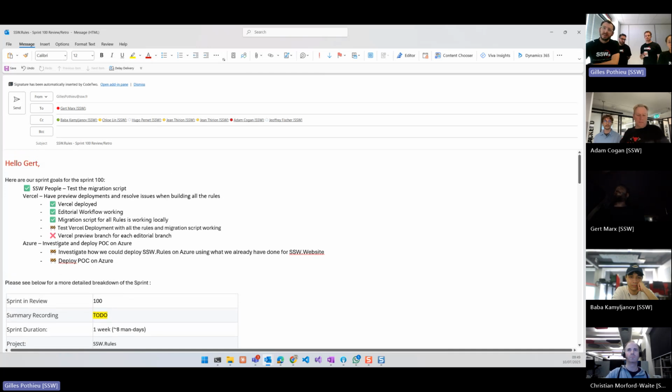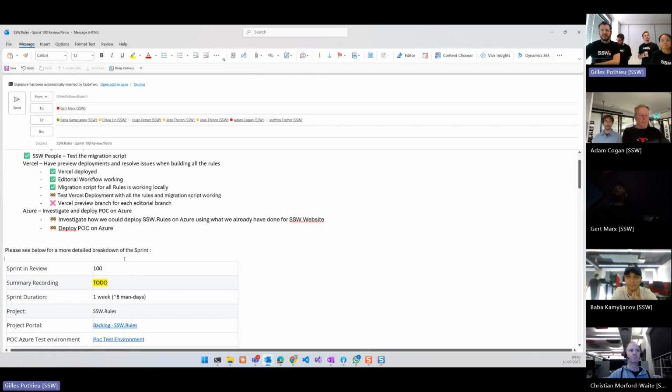And the last one is still in progress. It's the Azure Investigate and Deploy POC on Azure. This is in progress. So let's move on to the next part.